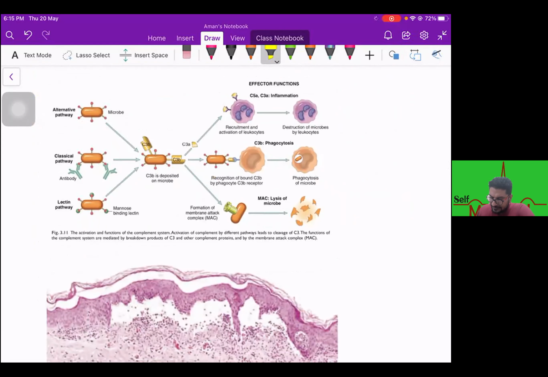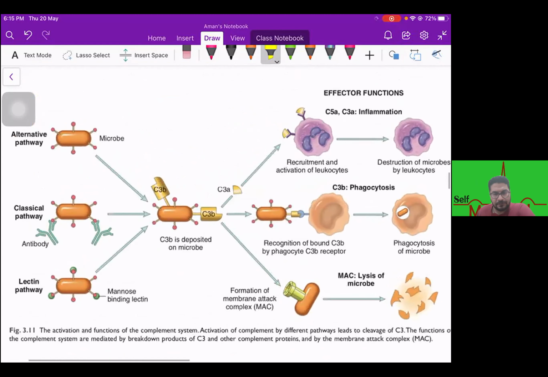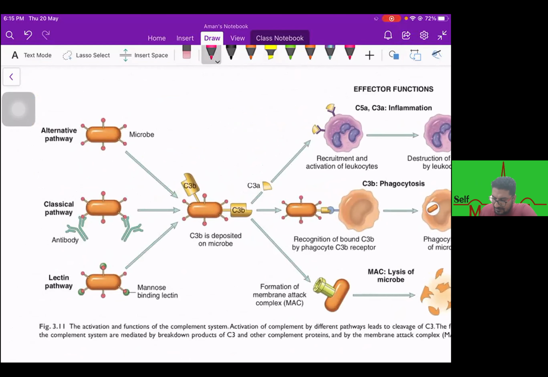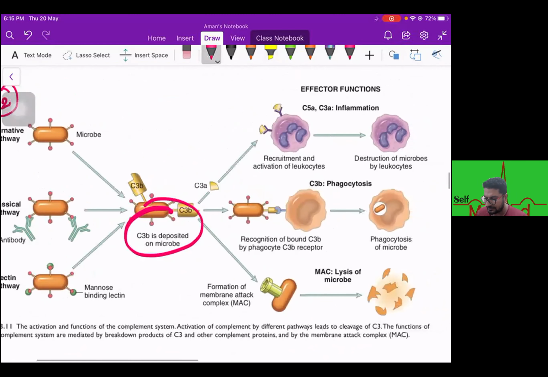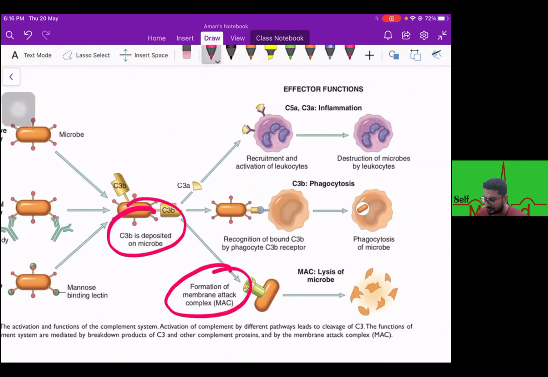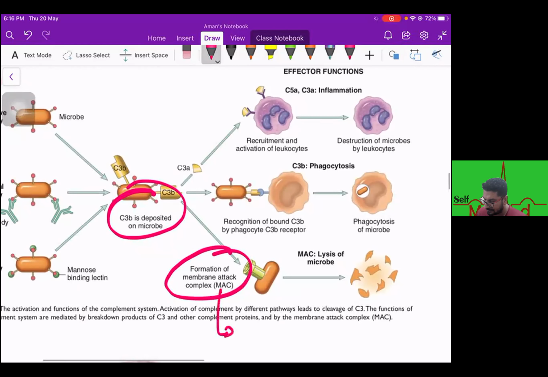Just next, understand this. These are the three pathways. We can have a classical complement pathway, which is due to IgG and IgM, an alternate complement pathway, and a mannose binding lectin pathway. These three are called the complement pathways. By any pathway, there will be deposition of C3 on the microbe, and ultimately you will see the development of MAC. MAC is C5b-9, the membrane attack complex. It will attack the membrane and lead to lysis of the cell.